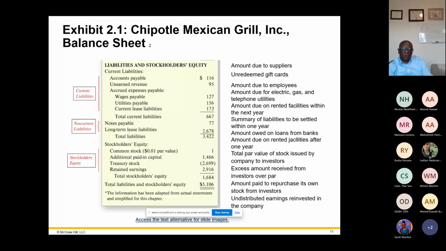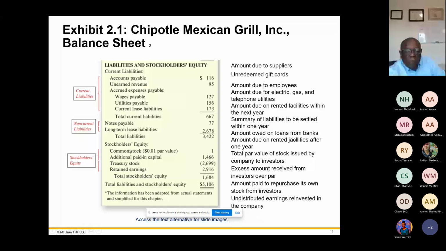Here we have the current liabilities and non-current liabilities. You can see everything is grouped. If you look at the far right, all this is current liabilities: accounts payable, unearned revenue, accrued expenses payable, wages payable, utility payables, current lease liabilities. Then you have the non-current liabilities, note payable. Note payable is non-current because in this case it is more than 1 year before they pay this off. Then we have other long-term lease liabilities. So that gives us total liabilities.